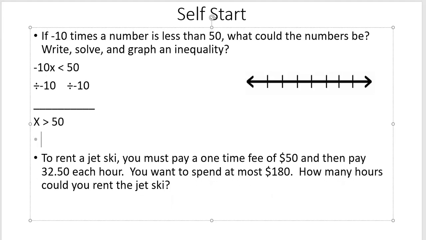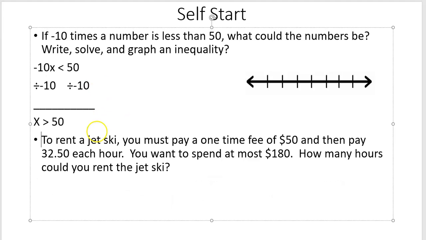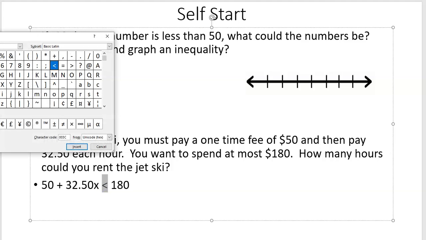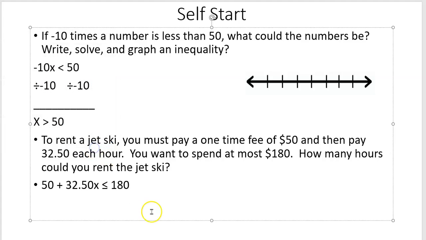Our second story problem practice, and this is just the two introduction ones today. To rent a jet ski, you must pay a one-time fee of $50 and then pay $32.50 each hour. You want to spend at most, so that's the max. At most, that means the maximum you can spend is $180. But if it's the maximum you can spend, then you could actually spend $180. So it'd be less than or equal to $180. So this is at most $180.